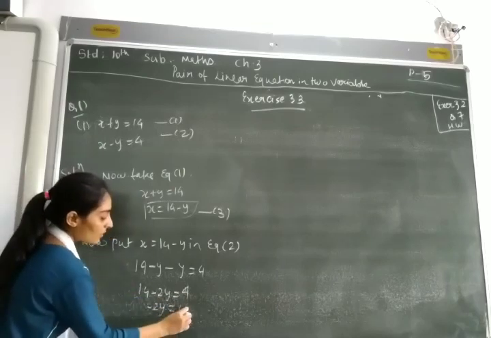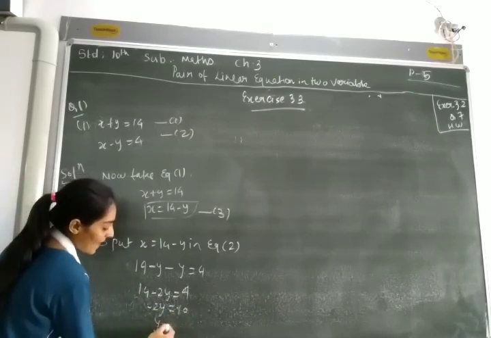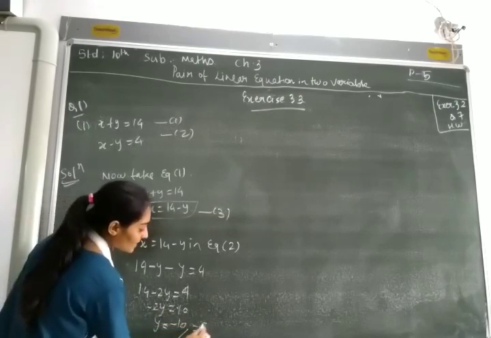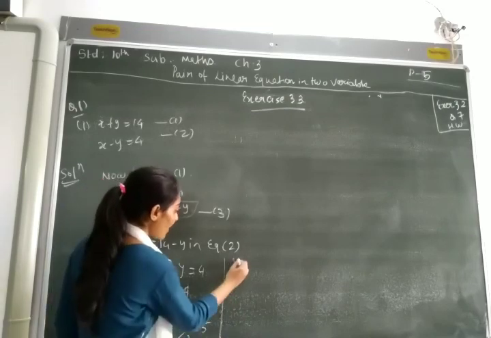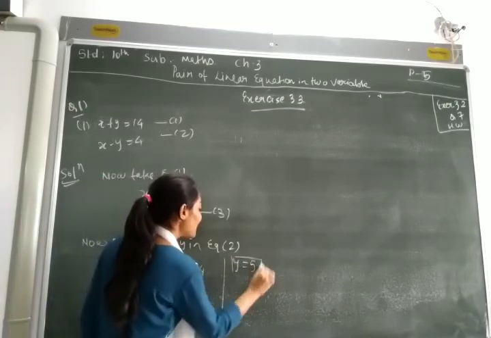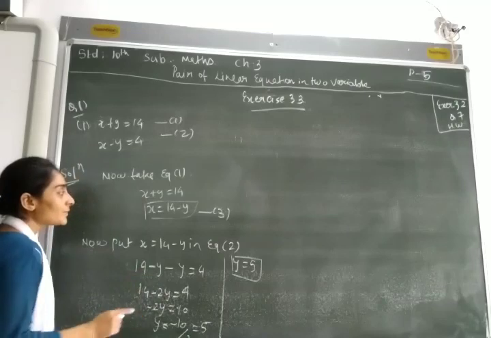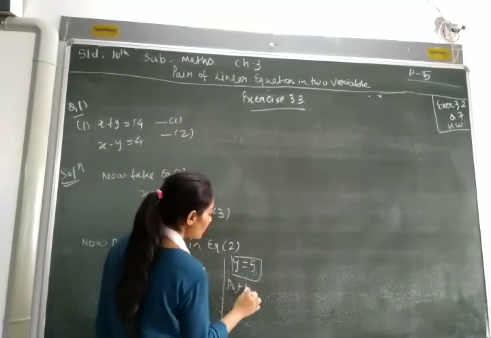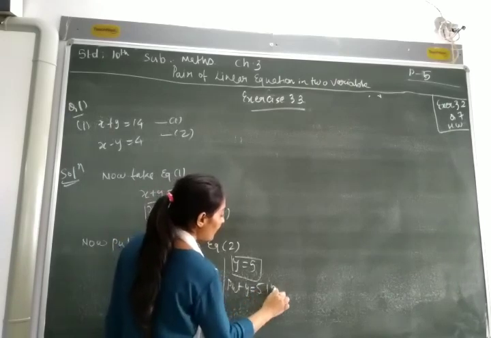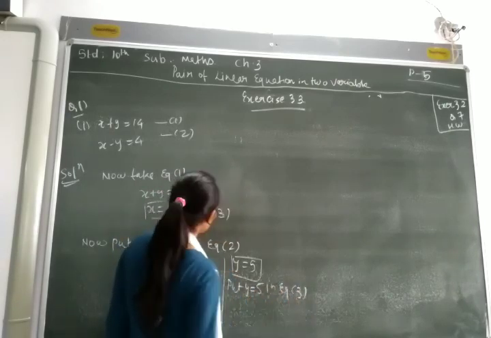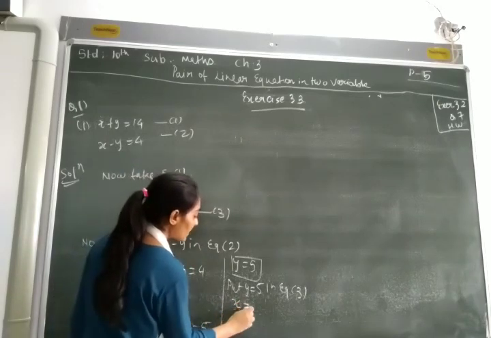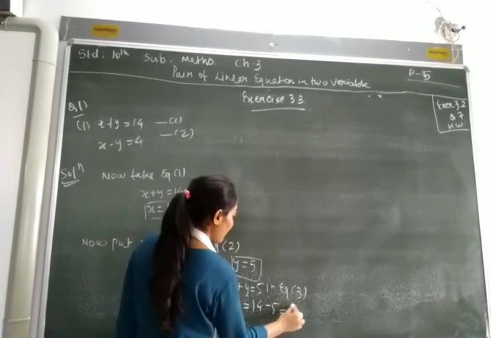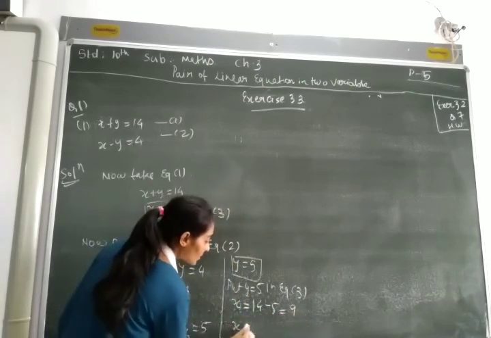So y equals minus 10 upon minus 2, I am getting plus 5. So y equals plus 5. Now put this value in equation number 3. Put y equals 5 in equation number 3. So x equals 40 minus y, that is 5, getting 9. So x equals 9.